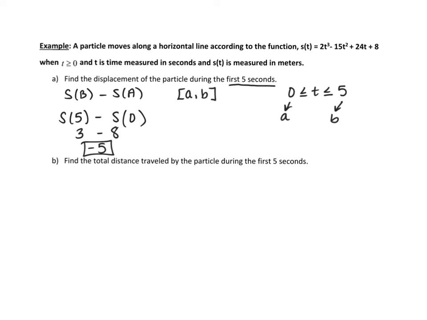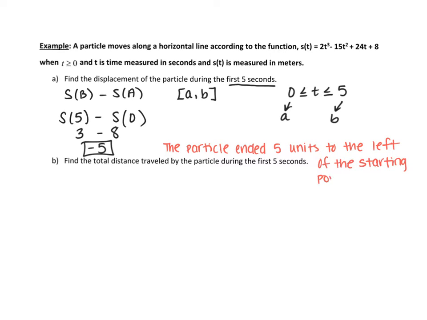So if you have a displacement of negative 5, that just means the particle landed, so let's actually write this down. The particle ended 5 units to the left of the starting point. Okay? If the displacement was positive, then the particle would have ended 5 units to the right of where it started. And I'm going to show you visually what that means once we draw the picture. So that'll happen in part B.